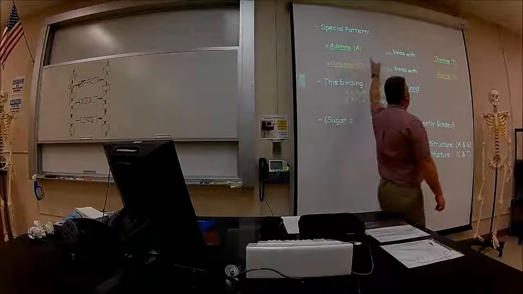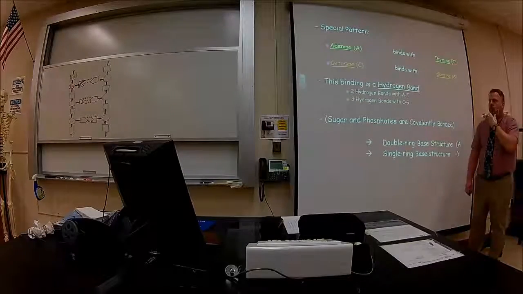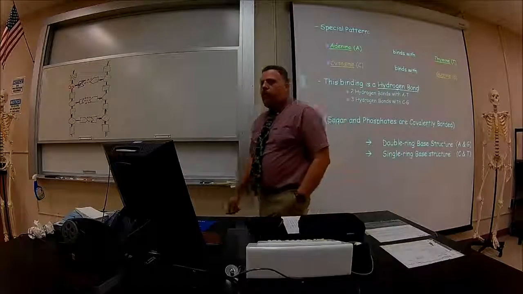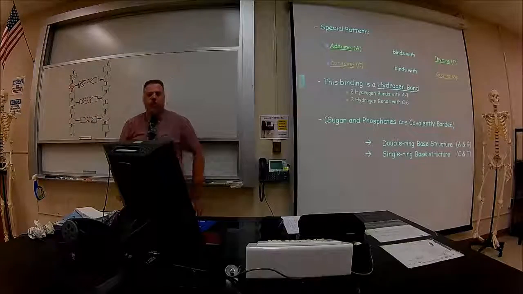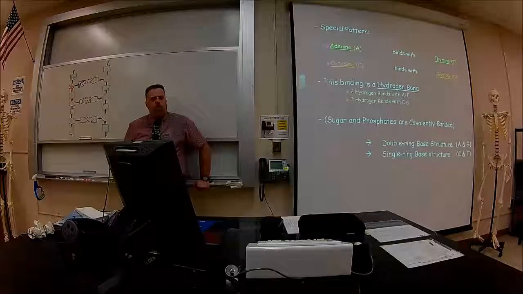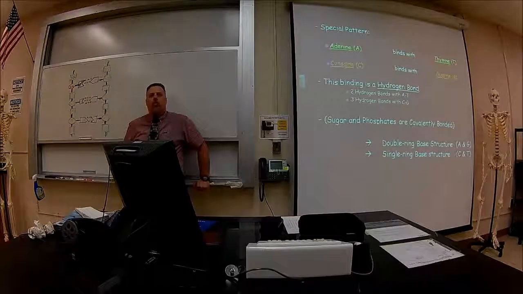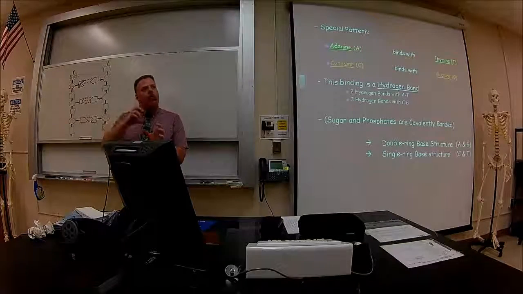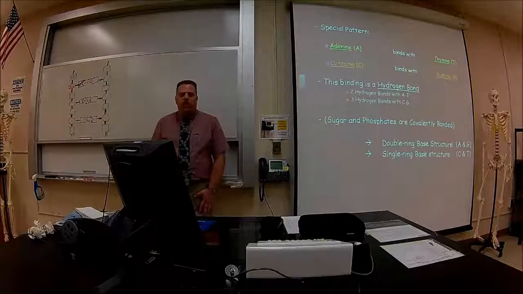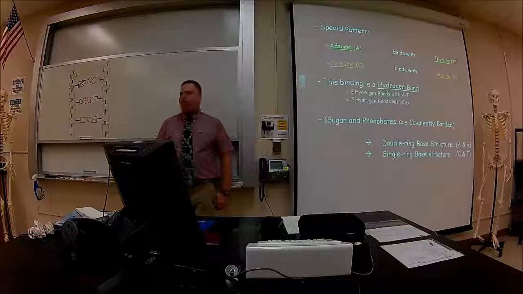So adenine always binds with thymine. Cytosine will always bind with guanine. These are bound together by hydrogen bonds. There are two hydrogen bonds between adenine and thymine. There are three hydrogen bonds between cytosine and guanine. The bases have different structures. Adenine and guanine are two-ring structures. They have two rings, and I'll show you what they look like in a moment. They're known as purines. Cytosine and thymine are one-ring structures, and they're known as pyrimidines.